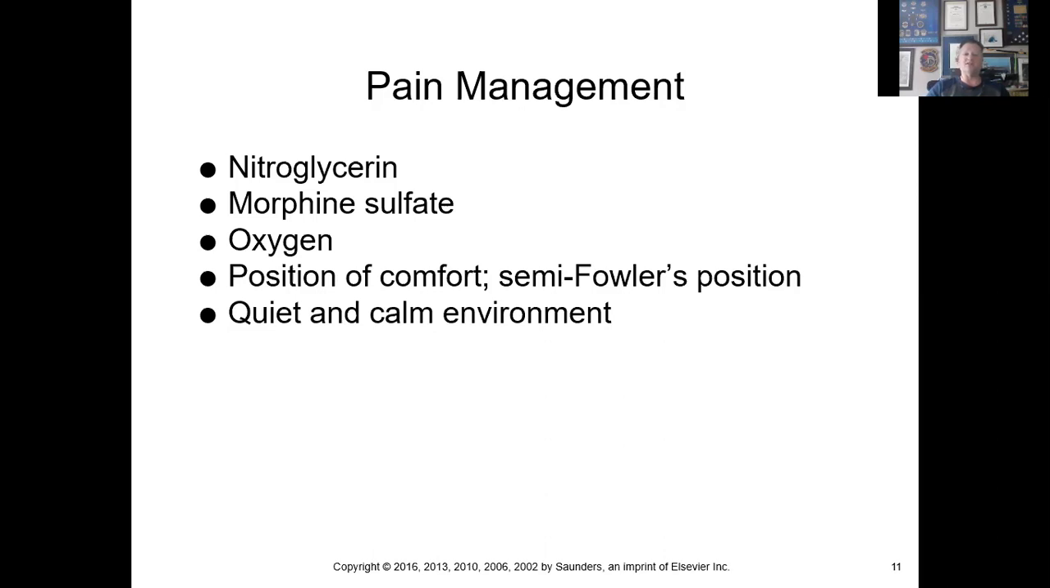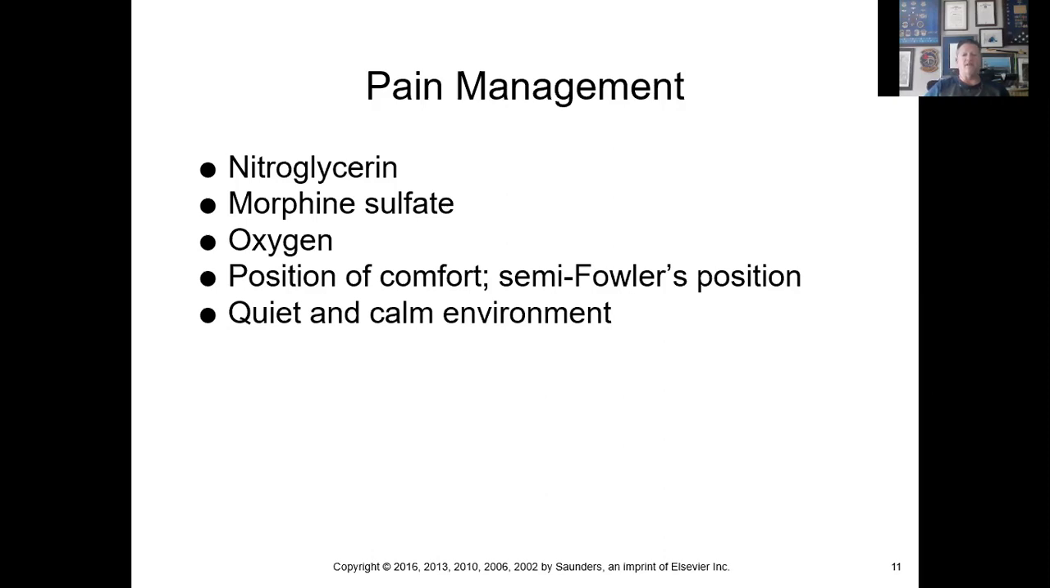What it does, it causes vasodilatation. These people usually come in with extremely high blood pressure because they're so anxious, and their cardiac demand says they need the blood to get around where it is. So you give them that nitroglycerin. It dilates the vascular bed, helps with preload and afterload.